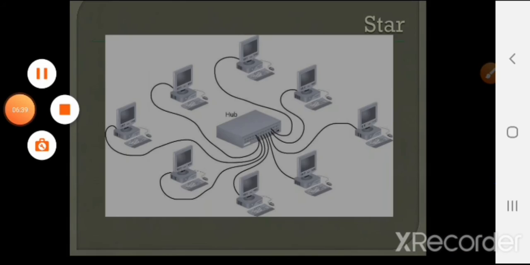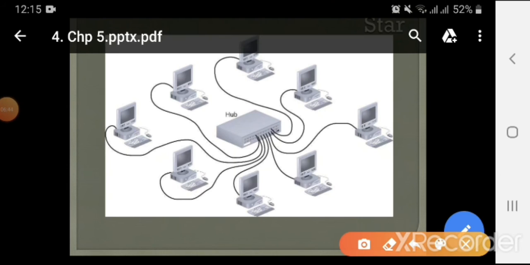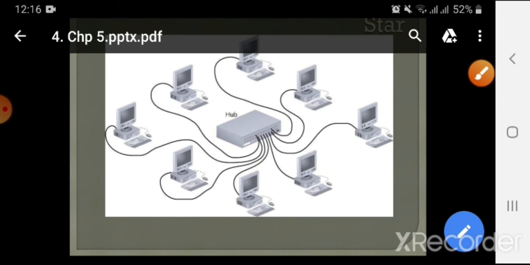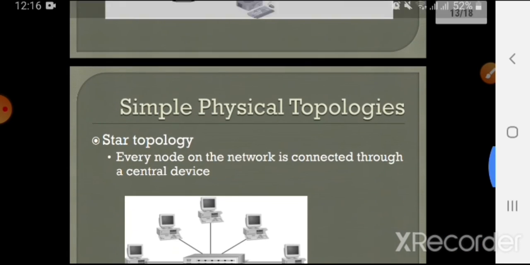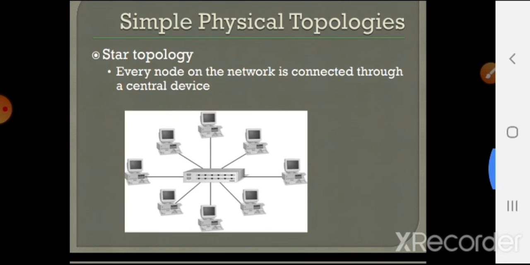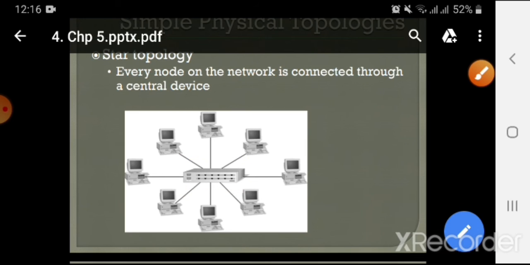The next one is star topology. In star topology, all the computers are connected to a central device known as a hub or switch. We can use two types of central devices, either hub or switch, as you can see in this diagram. So what a star topology says is: every node on a network is connected through a central device. The hub or switch is the central device, as you can see in the figure.